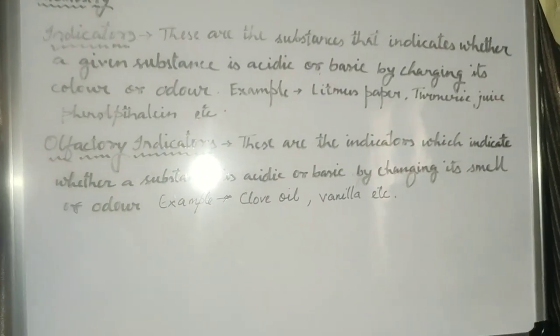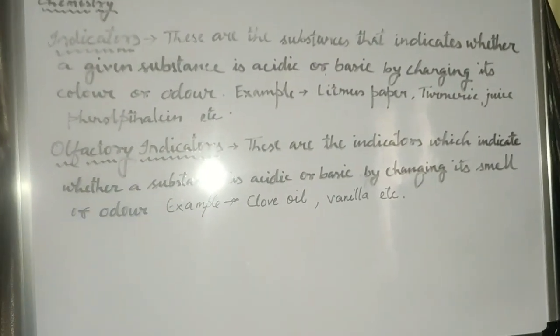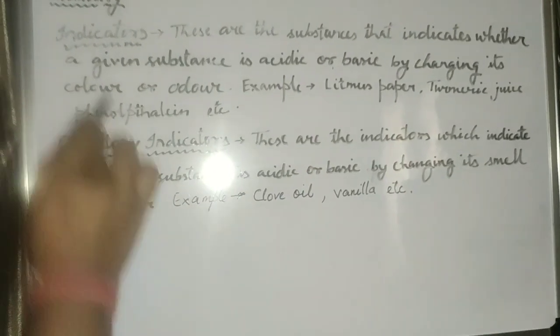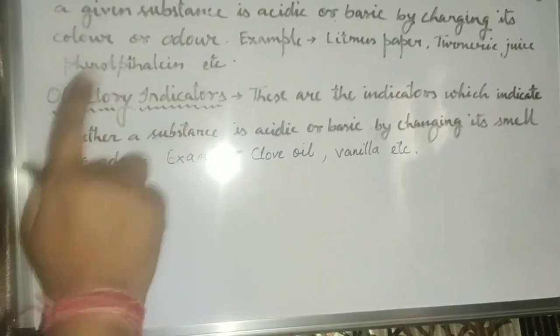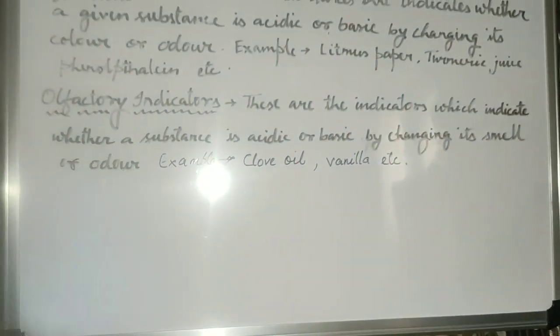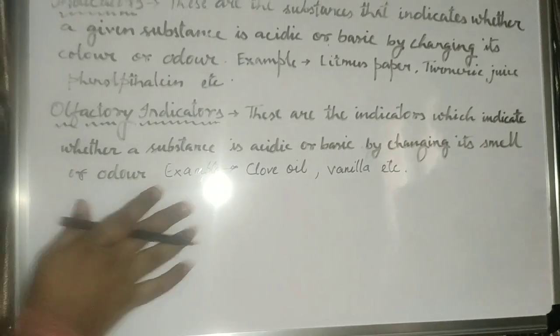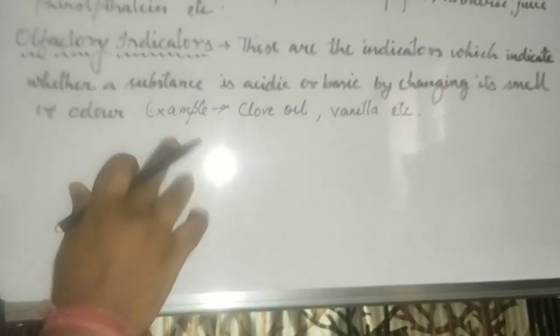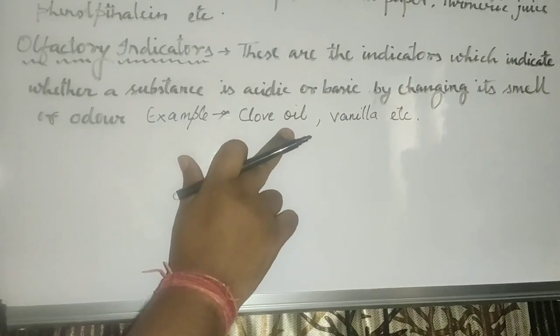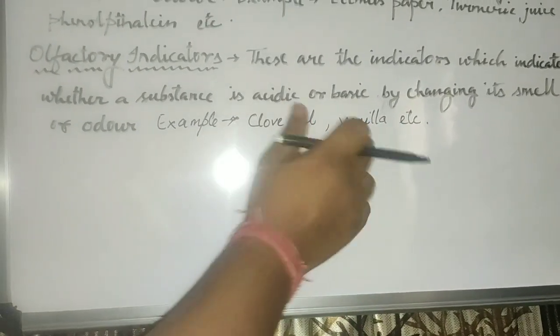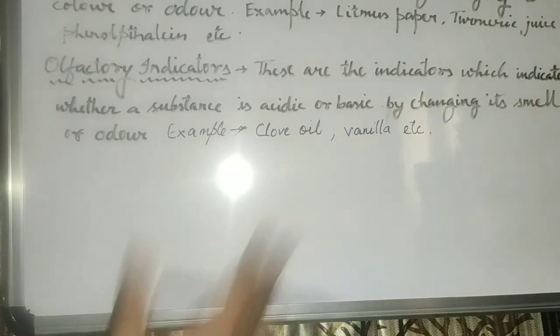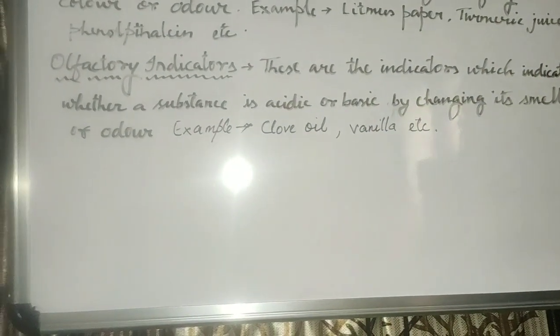Now, come to our next topic, that is olfactory indicators. These are a special category of indicator which indicates whether the given substance is acidic or basic by changing its smell or odor. It only changes its smell or odor. For example, clove oil, vanilla, onion juice, etc. are the olfactory indicators.